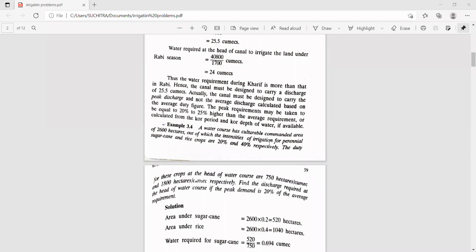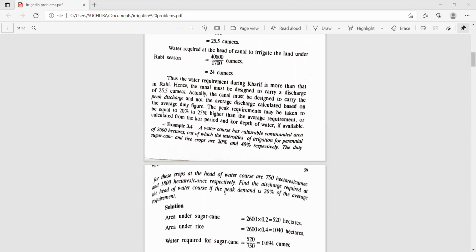Now the area under the sugarcane: the culturable commanded area is 2,600 hectares, out of which the intensity of irrigation for sugarcane crop is 20%. So hence it has to be multiplied by 0.2. So the area under sugarcane works out to be 520 hectares. Similarly, the area under the rice crop is 2,600 multiplied by the intensity of irrigation, that is 40%. So it works out to be 1,040 hectares.